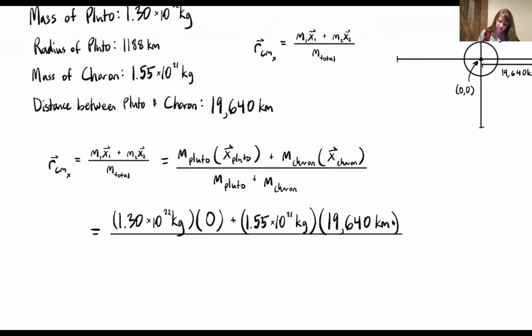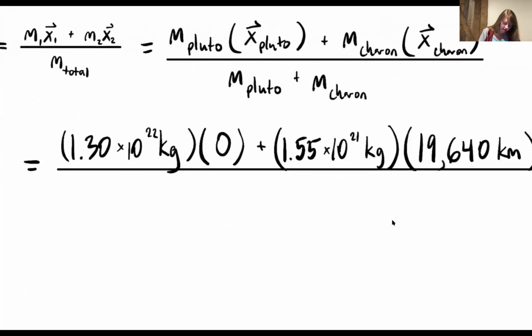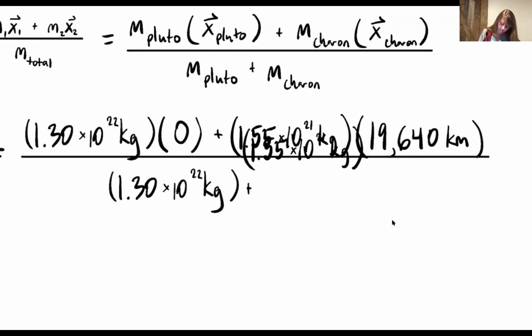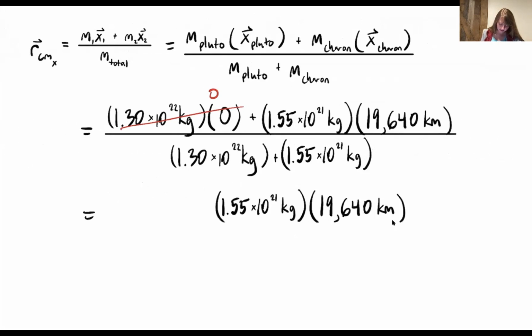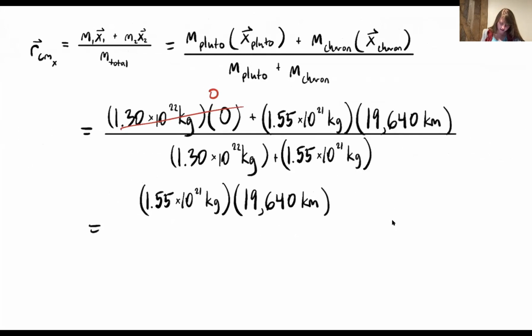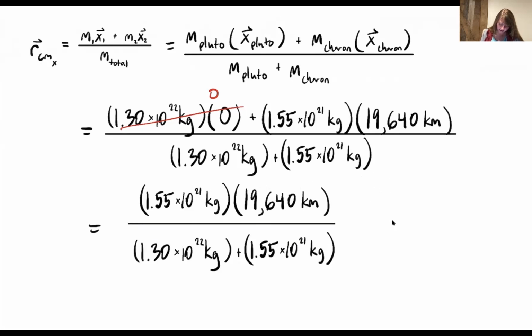We still do need the mass of Pluto, even if it's going to be canceled out in the numerator, because we are going to add the total system together. There we go. We've kind of drawn all of this out. And we can immediately cancel this out, just take it out, it's 0, and make this a little bit easier on ourselves. This is going to be our numerator, and the denominator, again, is going to be the total mass of the system. Add these two things together.